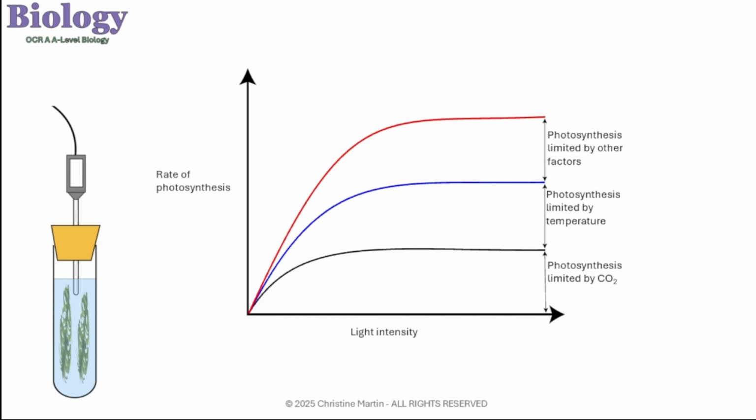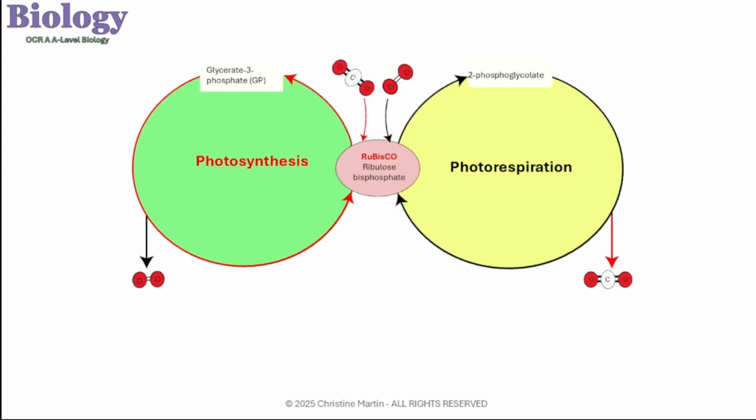Now, if we look at temperature, we know that photosynthesis is a set of enzyme-controlled reactions. If we have low temperatures, we have less kinetic energy, less successful collisions, fewer enzyme-substrate complexes, therefore a lower rate of reaction. Now, if we increase temperature, that can result in more kinetic energy, more successful collisions, a higher rate of reaction, until enzymes such as rubisco can become denatured.